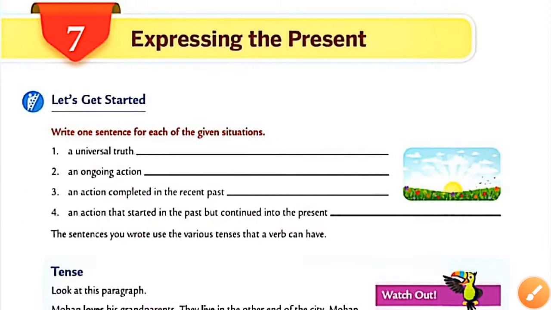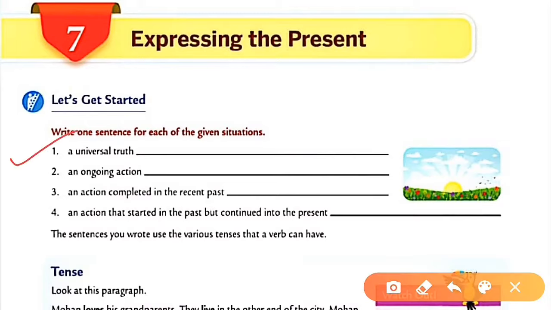The first sentence we already wrote, a universal truth, is based on simple present tense. Any sentence based on universal truth, like the earth revolves around the sun, is categorized as simple present tense. Any habitual actions, any universal truth, or someone's quality, these types of sentences are categorized under simple present tense.